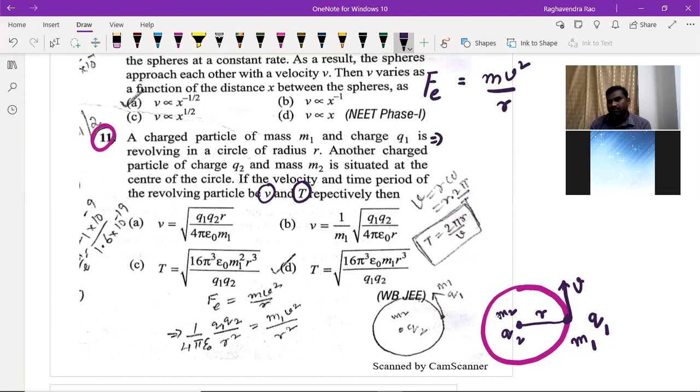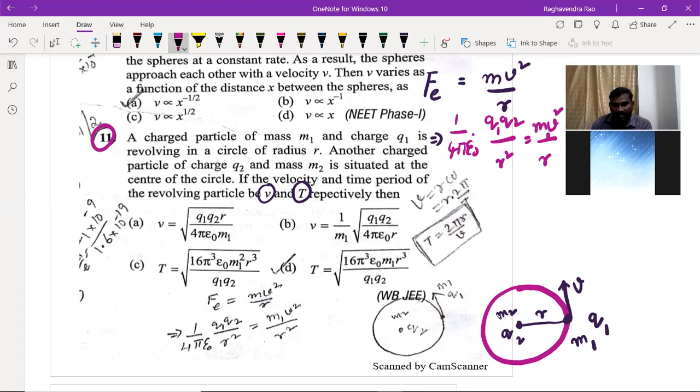From this we can write F is equal to K into, or we can write 1 by 4 pi epsilon naught, since that is also present in the options. Then 1 by 4 pi epsilon naught q1 q2 by the distance r square is equal to mv square by r. Now, which mass is revolving? m1 is revolving, so we take this as m1 v square by r. From that we can calculate the value of velocity.